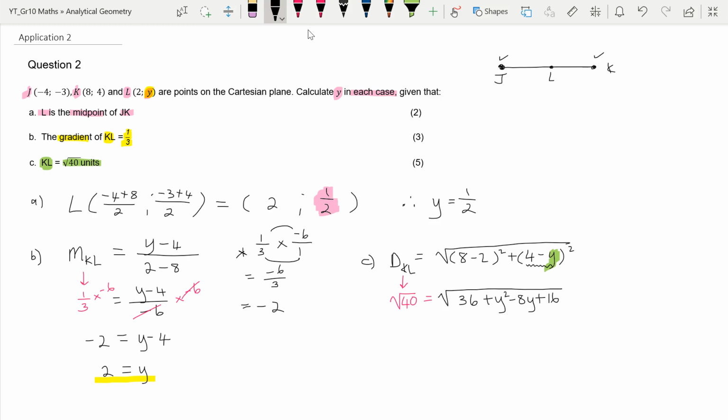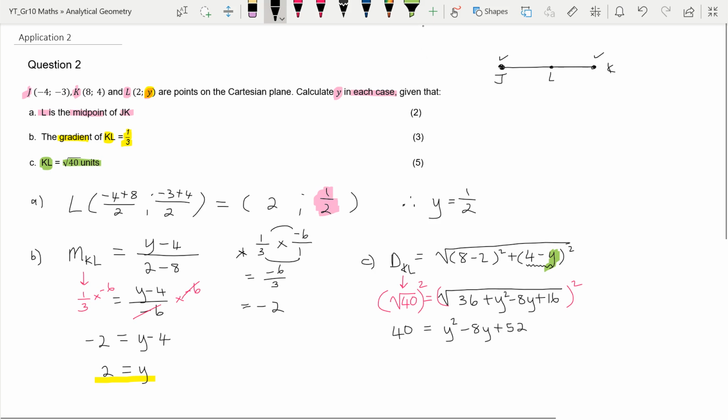I think we are ready to get rid of the square roots. So with my equation, I'm going to square this side, and I'm going to square that side. Then I'm left with 40. And over here, I'm just going to put my like terms together and change the order a little bit. y squared minus 8y, and then I've got 36 plus 16. What is that? Is it 52?